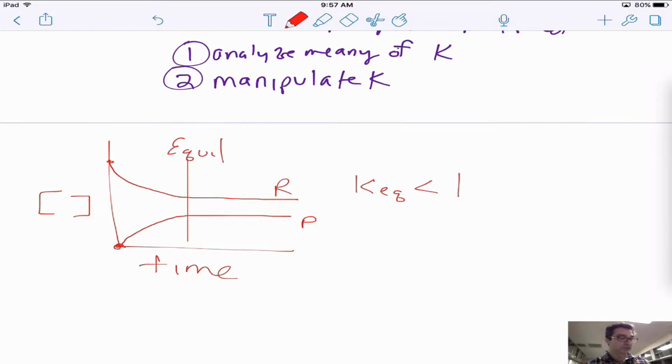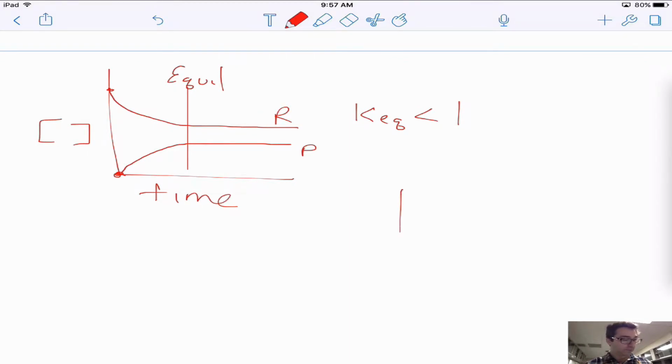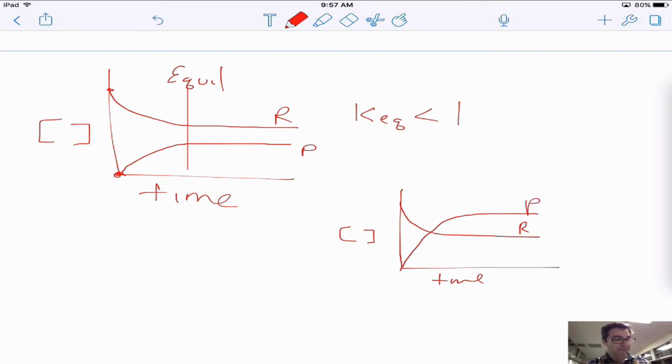But you could have a situation where the K would be greater than 1, and again, we would have time and we would have concentration, and we would have our reactants here. And our products, in this case, would be greater than the reactants, so our products would be up here. And then we would have KEQ greater than 1. This particular situation is sort of weird, and it throws people for a loop because they always pick equilibrium where the lines intersect with one another. And that's just not true.